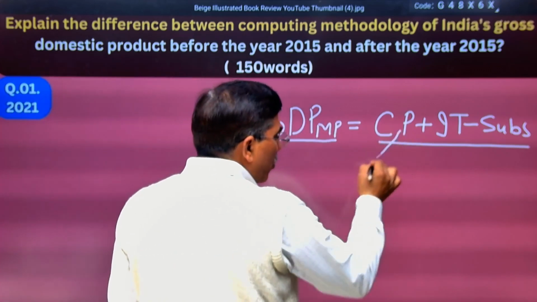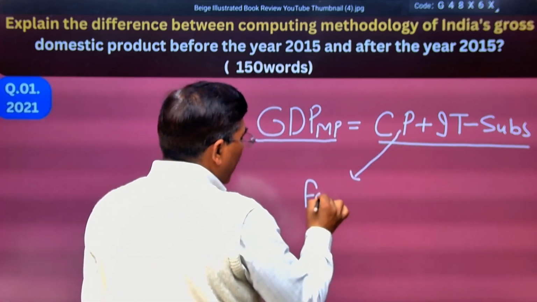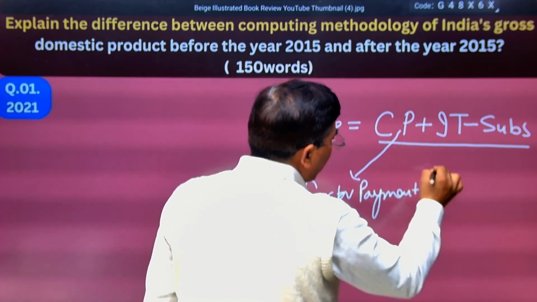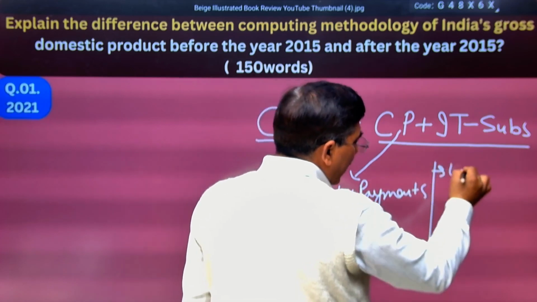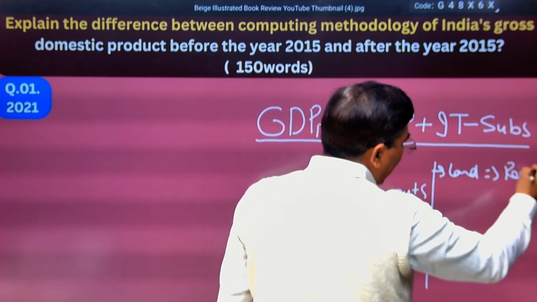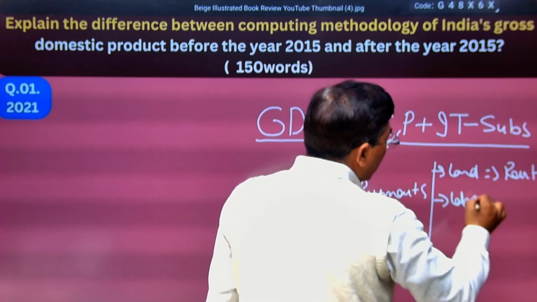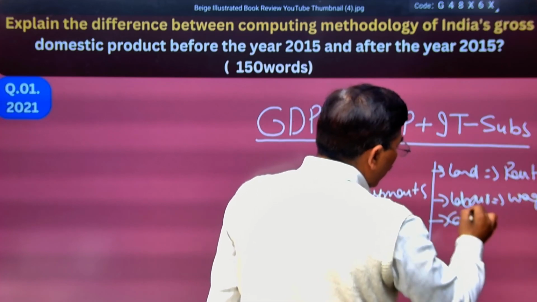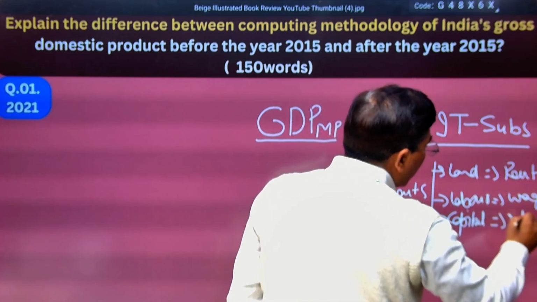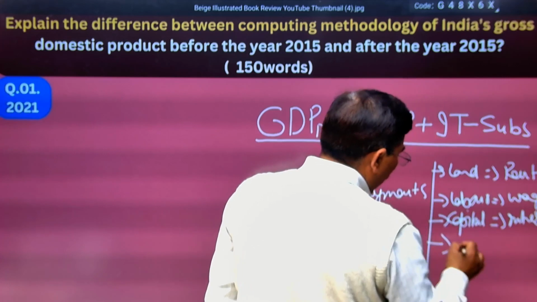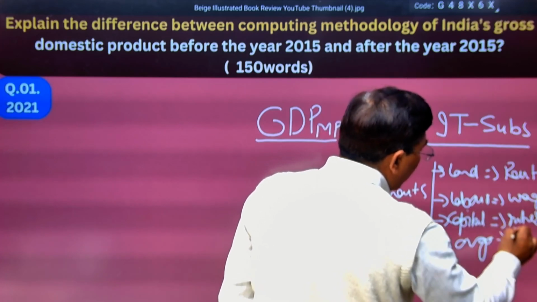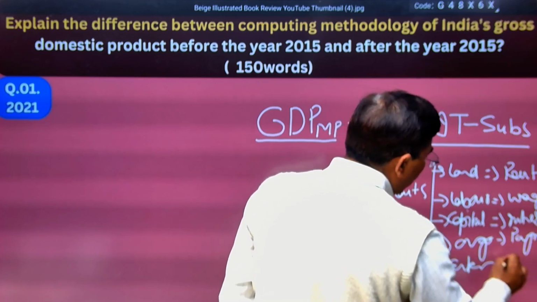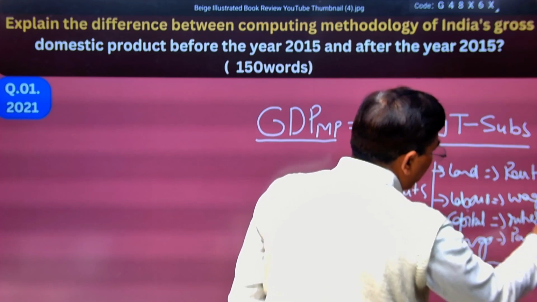What do you mean by factor cost? It means factor payments. As you know, there are five factors of production, namely land, for which you have to pay rent; labor, for which you have to pay wages; capital, for which you have to pay interest; organization, for which you have to pay a payment; and the entrepreneur will earn the profit. This is the factor cost.